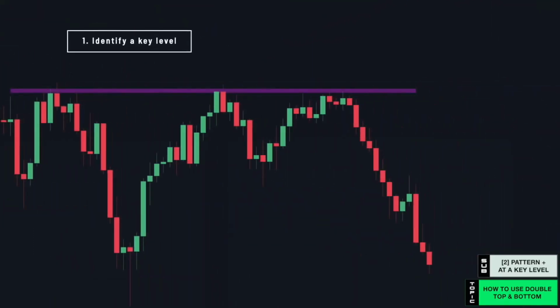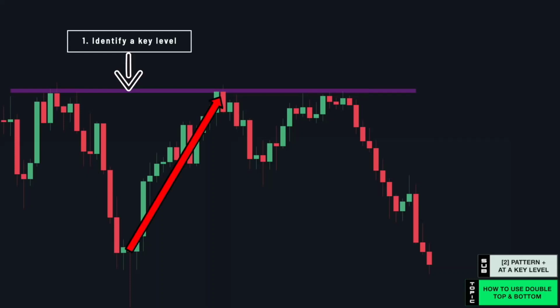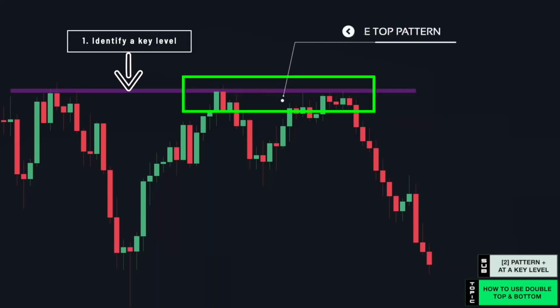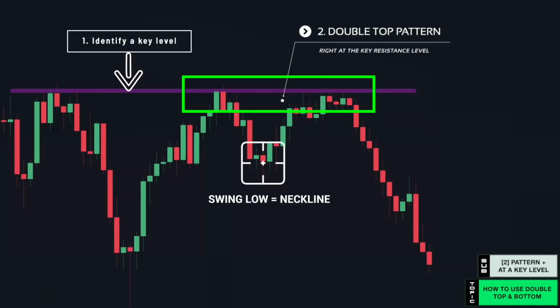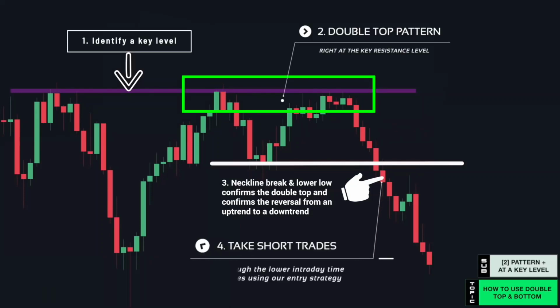Again, you first need to identify a key level, which you have through this reversal point here, giving you your resistance level. As price comes back up, it creates a double top pattern right at the resistance level. So again, to confirm the double top reversal, neckline placed at the recent swing low here, and once price breaks through the neckline and makes a lower low, your trend change from an uptrend to a downtrend is confirmed, and you would then take trade entries short through the lower intraday timeframes.